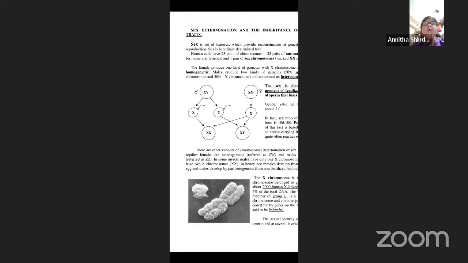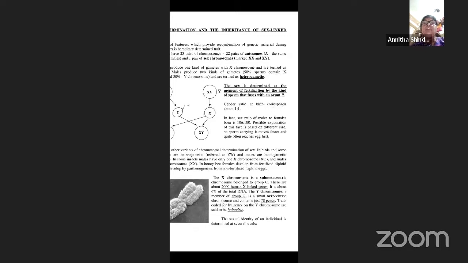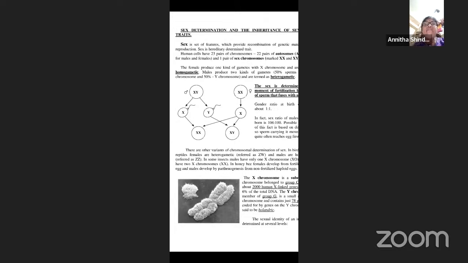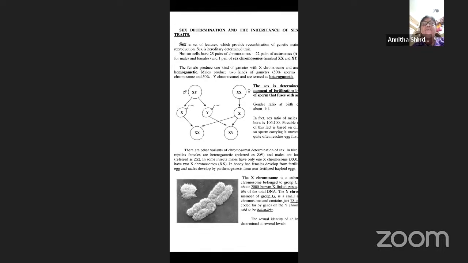You all know what we mean by homogametic and heterogametic. The female produces only one kind of gamete, with only the X chromosome. That is why we call it homogametic. Whereas males produce two kinds of gametes: 50% of them will be sperms containing the X chromosome, and 50% will contain the Y chromosome. That is why it is called heterogametic.